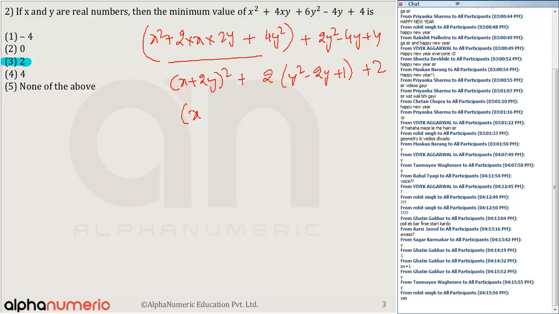So this is coming out to be x plus 2y whole square plus twice of y minus 1 whole square plus 2 here. So this perfect square is 0, this perfect square is 0, then the minimum value is equal to 2 here. So the minimum value of this expression is 2 when all the perfect squares are 0. Is that clear? Should I move ahead to the next question?